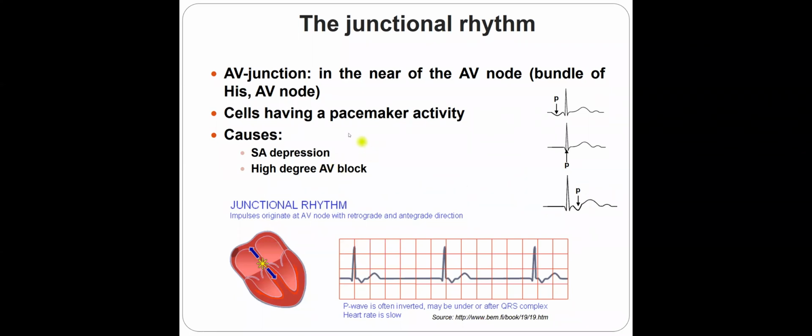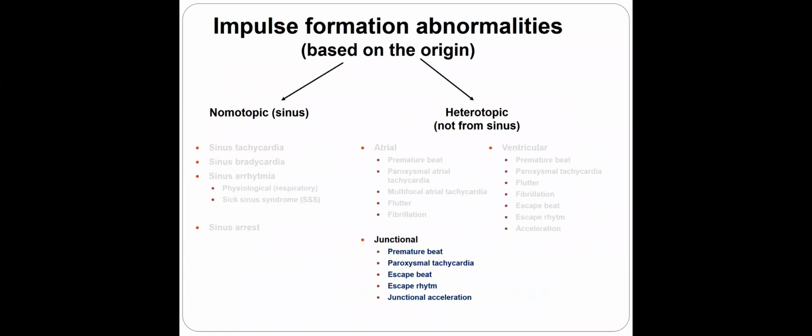All right. Now, what can cause the junctional rhythm? First of all, if the sinus is slowing down, or if you have an AV block, then the junction can fire on its own. Okay, these are the possibilities. Now let's see what kind of junctional abnormality we can have. As you see here, we can have premature beat. We can have paroxysmal tachycardia. We can have escape beat or escape rhythm or junctional acceleration. I'm going to talk later about what the acceleration is.